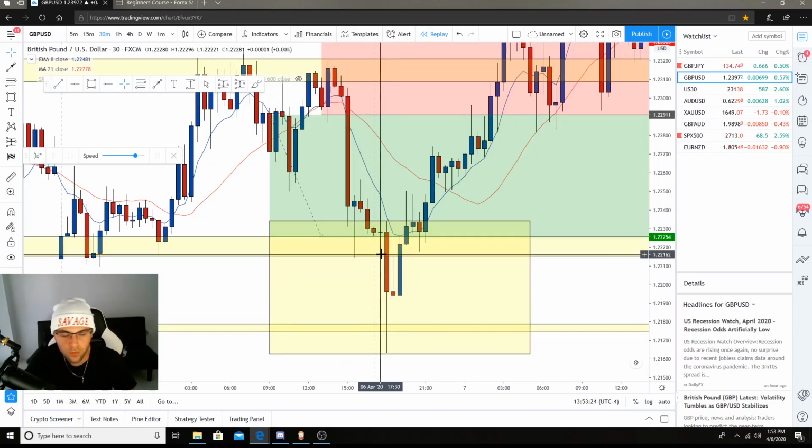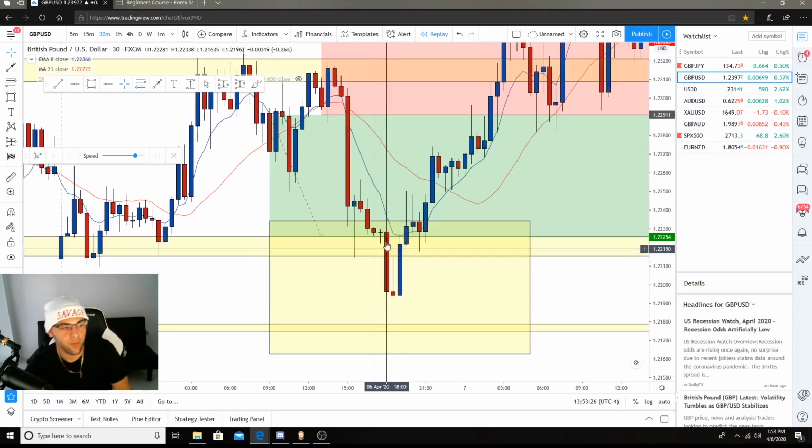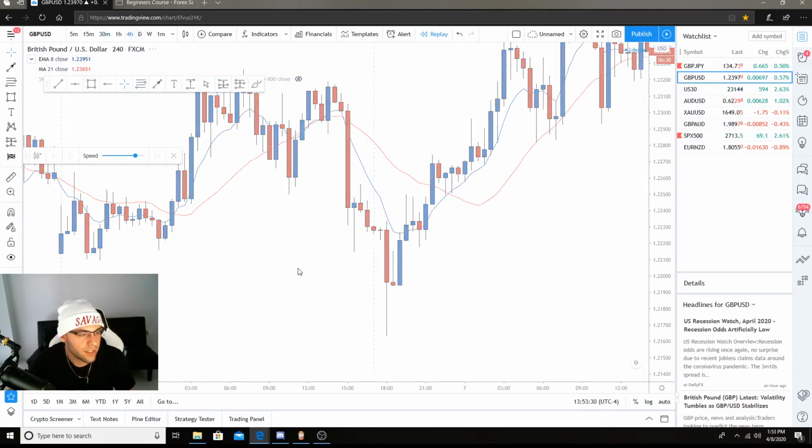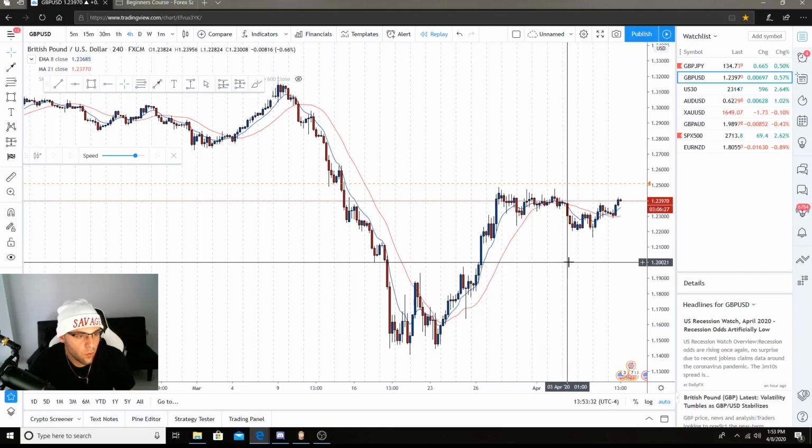I mean, it was all one move, so we couldn't have really caught it. You know what I'm saying? We really couldn't have caught it. So yeah, we can do this on higher time frames. That was a 4 hour.